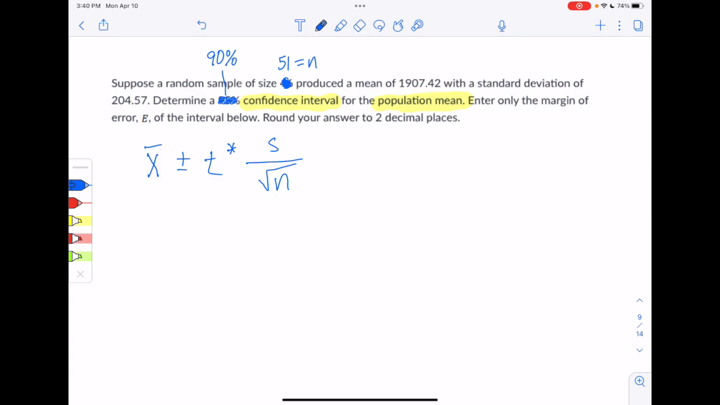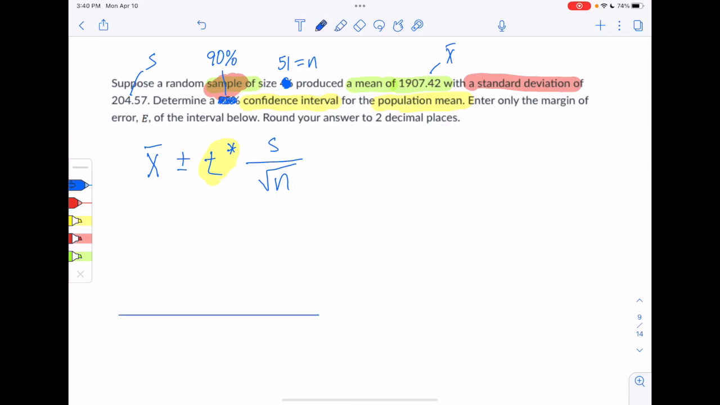So we need to start gathering the pieces for that. They said that we have a sample that produced a mean of 1907. So that is a sample mean, and therefore is x bar. And then again, we have a sample, and it's producing a standard deviation of 204.57. So that 204.57 is our sample standard deviation, or S. So we've got N, X bar, and S. The only piece of our formula that's missing is t star. So we'll work on that.